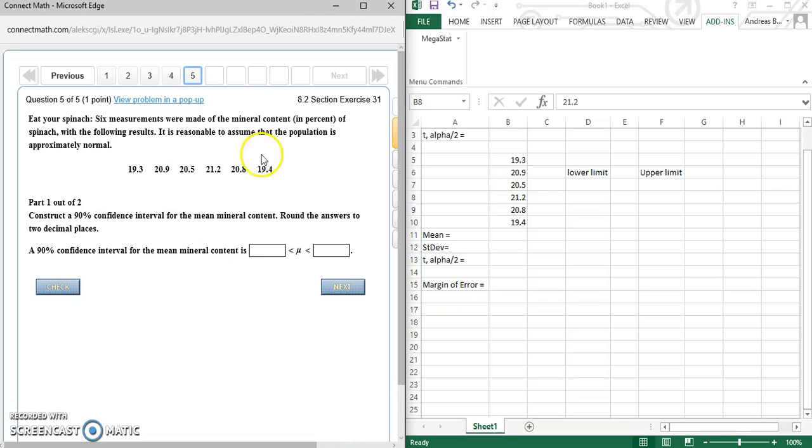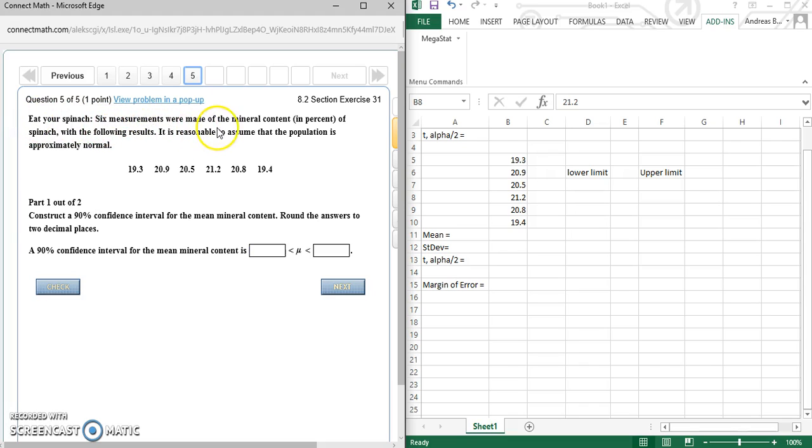Okay, hello class. So I had a question on this problem, so I thought I'd just post something about it. I'm going to use Excel, but you don't have to. You kind of need to use Excel to find the standard deviation, so I guess we need to. So eat your spinach.